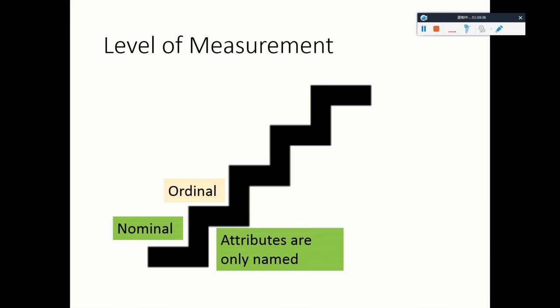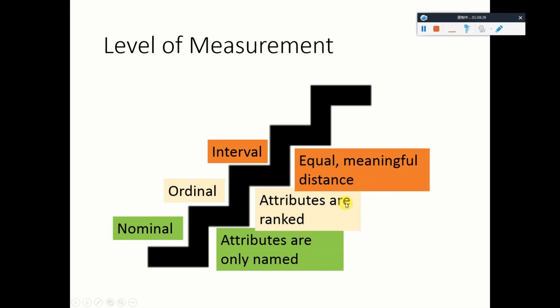A step up, we have ordinal measures. With ordinal measures, we not only name attributes, but the attributes are ranked. And then we have interval measures. The improvement of interval measures from ordinal measures is that now we rank attributes on equal intervals. Recall, with ordinal measures, we don't have equal intervals, but with interval scales, we have equal intervals or equal distance.